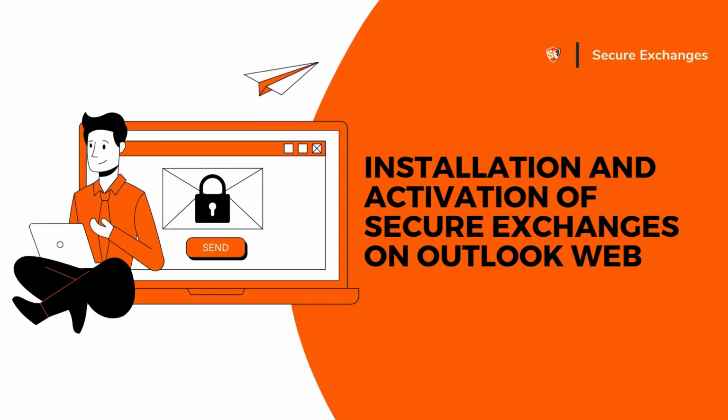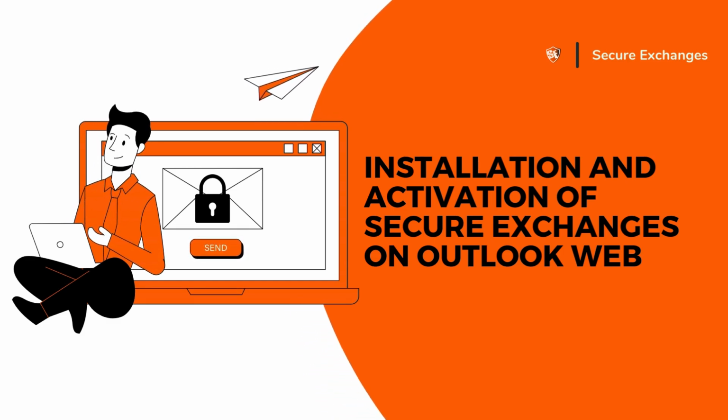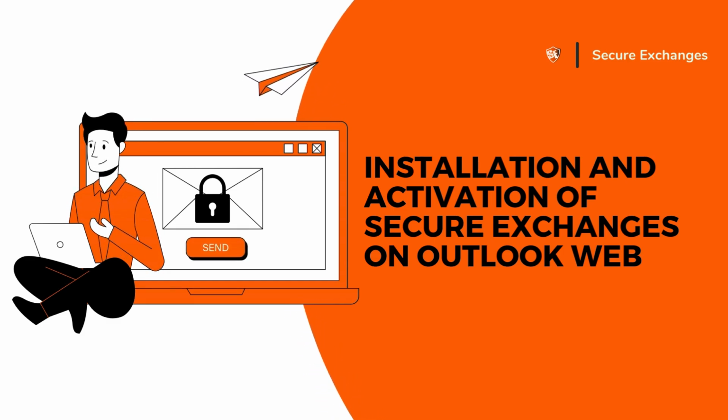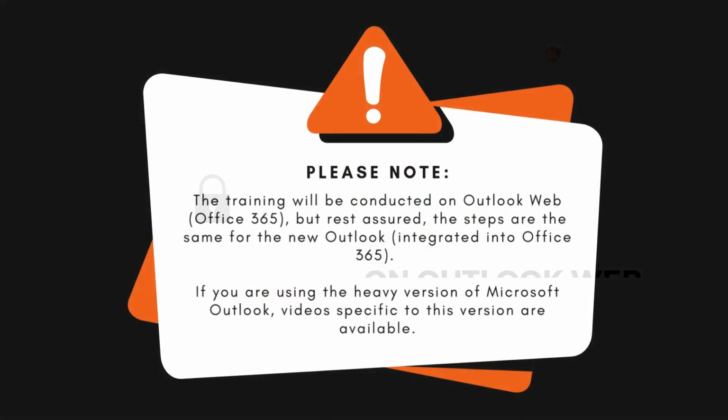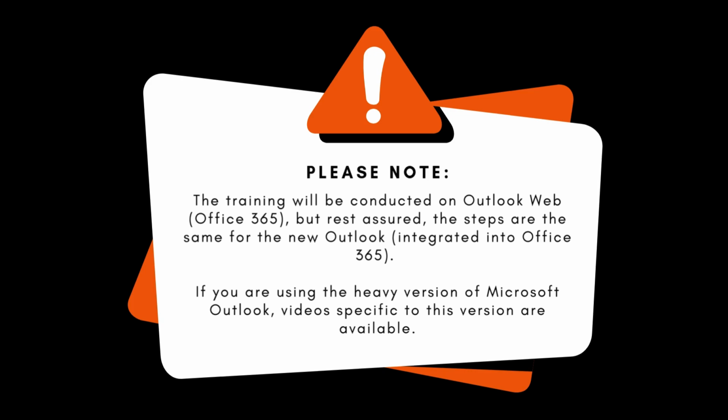In this video, we'll guide you through the steps required to install the extension via Microsoft's admin platform and activate your license. Please note that the training will be carried out on Outlook Web Office 365, but rest assured that the steps are the same for the new Outlook, integrating it with Office 365. If you're using the heavy version of Microsoft Outlook, videos specific to this version are available.